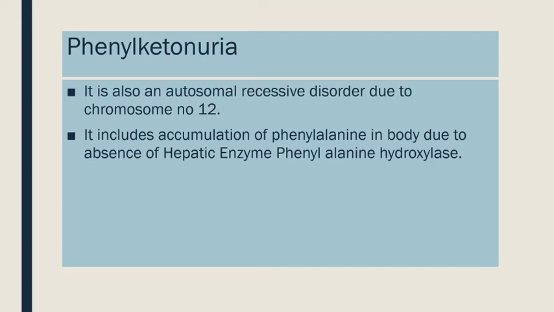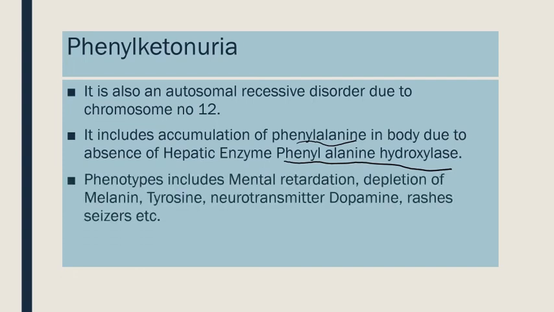And what is the name of that enzyme? The name of that enzyme is phenylalanine hydroxylase. So this enzyme is not produced. This enzyme is used to digest what? Phenylalanine. As this enzyme is not produced, what will happen? Phenylalanine won't be digested, won't be converted, won't be broken down. And so there is accumulation, collection, aggregation of phenylalanine in the body.